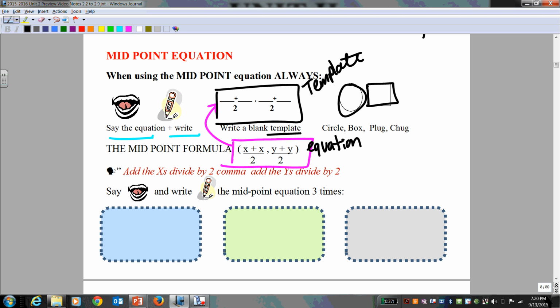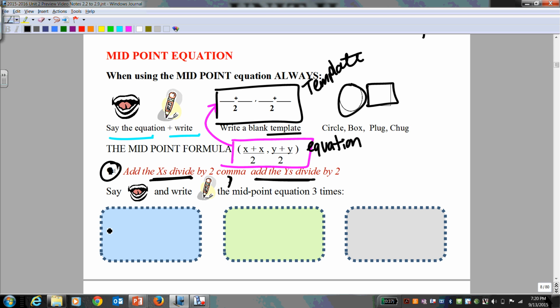The midpoint formula is add the x's, divide by 2, comma, add the y's, divide by 2. Say it with me. The midpoint formula is add the x's, divide by 2, comma, add the y's, divide by 2. You want to say it and write it 3 times. I'll demonstrate for the first one.